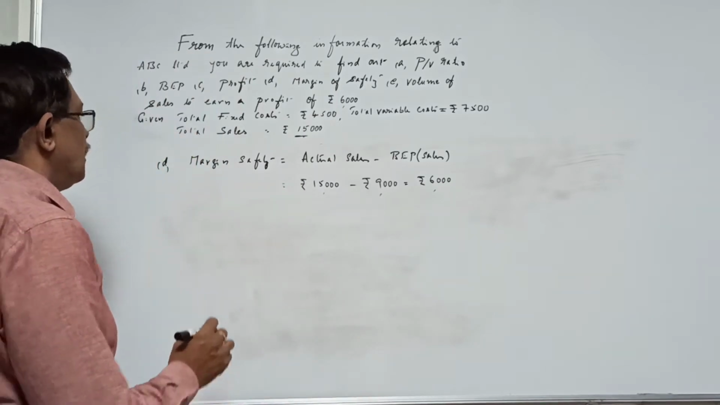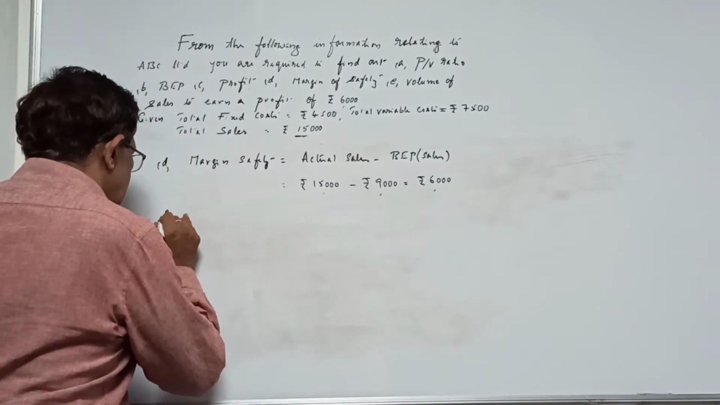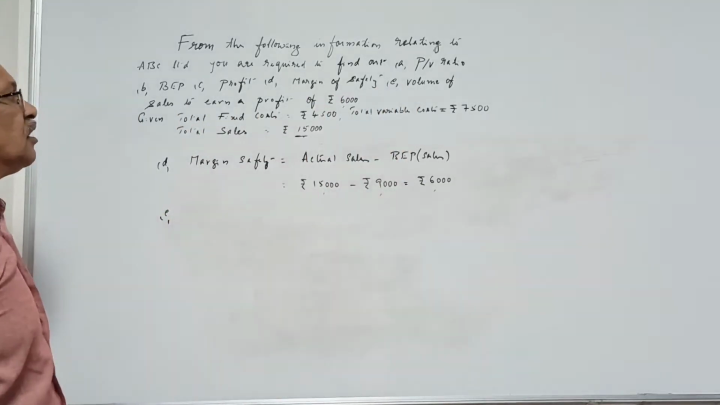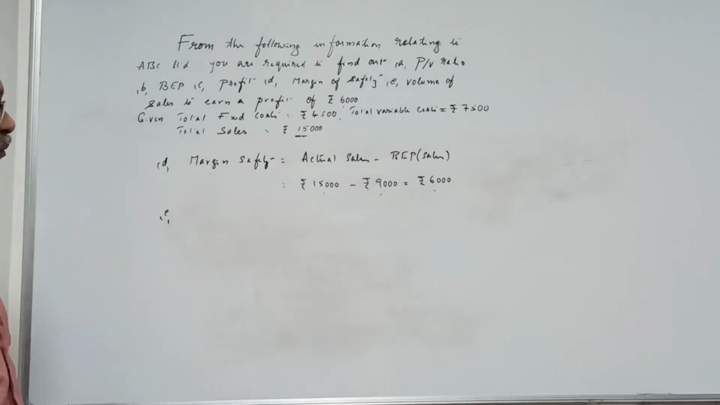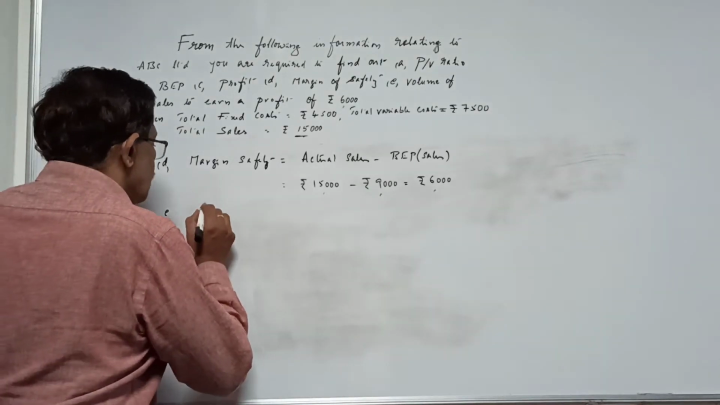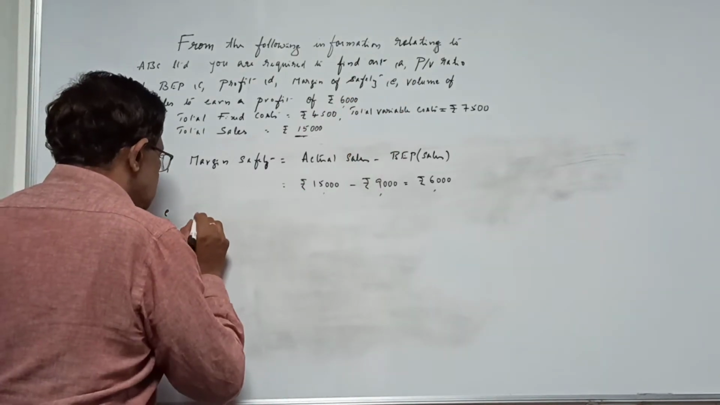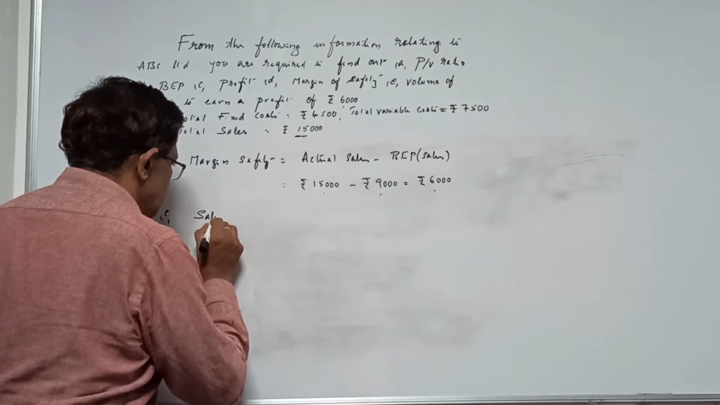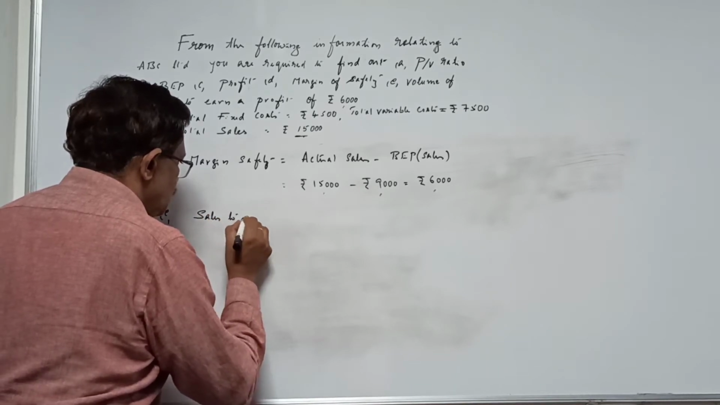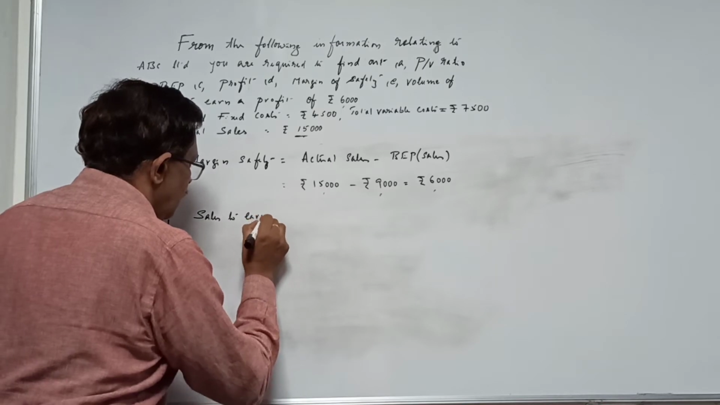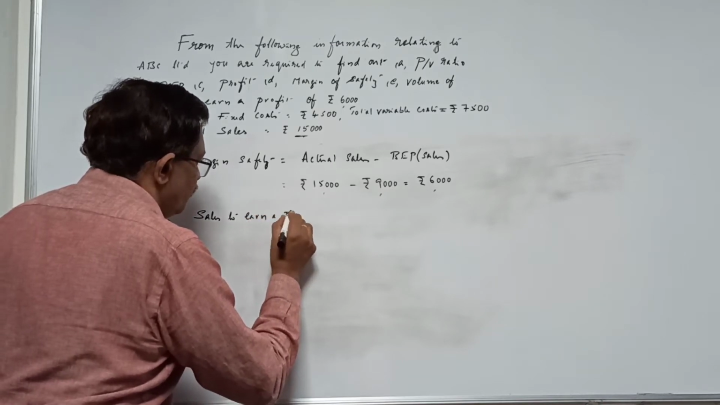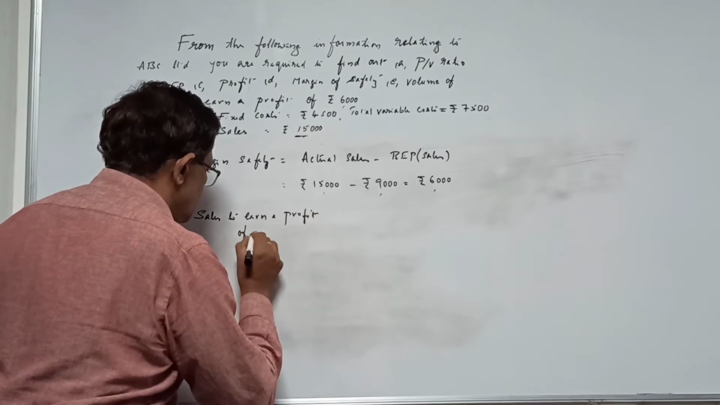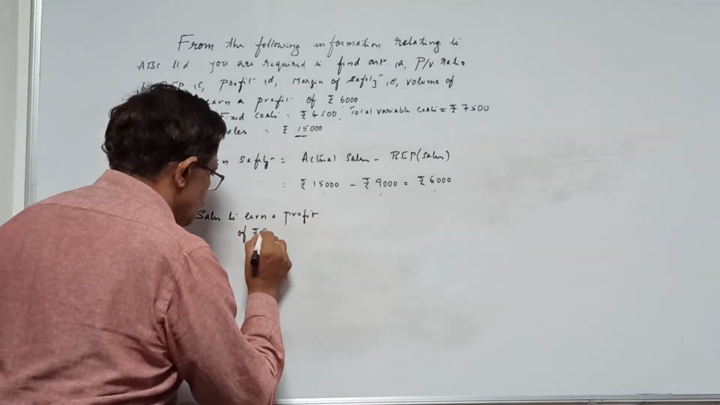Then in the E bit, he is asking us to find out the volume of sales to earn a profit of rupees 6,000. Volume of sales to earn a profit of 6,000. Sales to earn a profit of rupees 6,000.